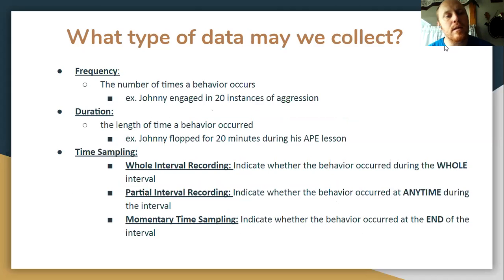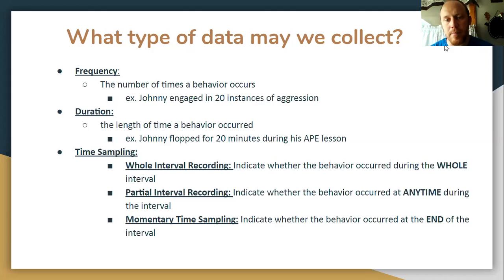Duration, this is the length of time a behavior occurred. So in this example, Johnny flopped for 20 minutes during an APE lesson. This is a good example of why we would take duration data. Maybe Johnny only flopped 3 times throughout the day, but was flopped for an hour of the day. Frequency may not give us the best information, whereas duration for that behavior will give us better information overall.